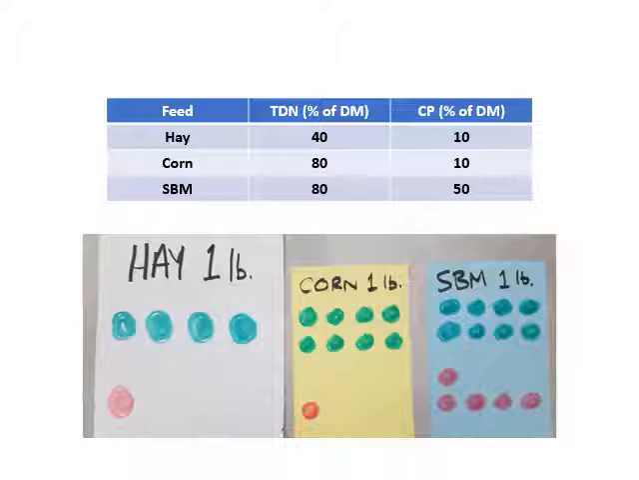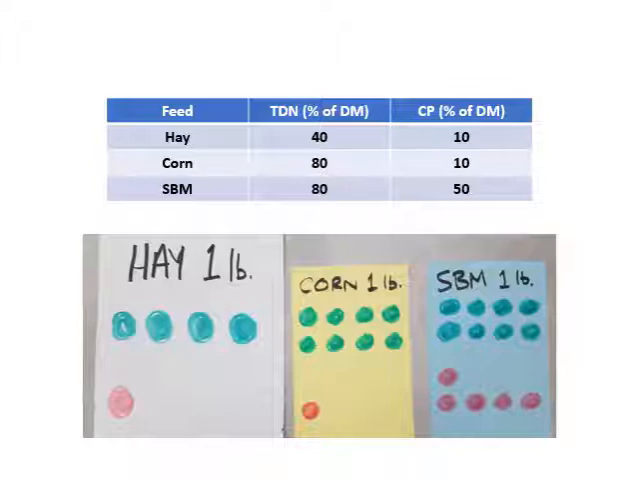If we take a look at our different feeds graphically, we can say that 1 pound of our hay is 40% TDN, or it's got 4/10 of a pound of TDN in it. Each of these green circles represents 1/10 of a pound in that pound of hay. We look at the crude protein, it's our red dot for hay. We're 10%, so we've only got 1/10 of a pound of crude protein in that 1 pound of hay.